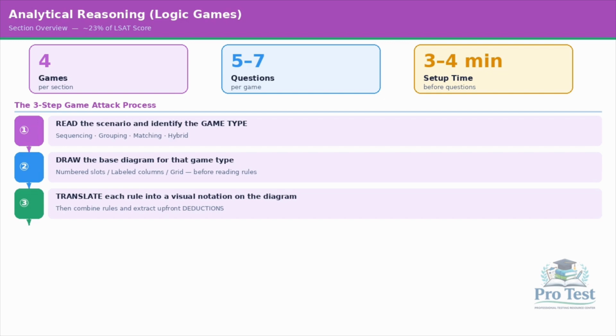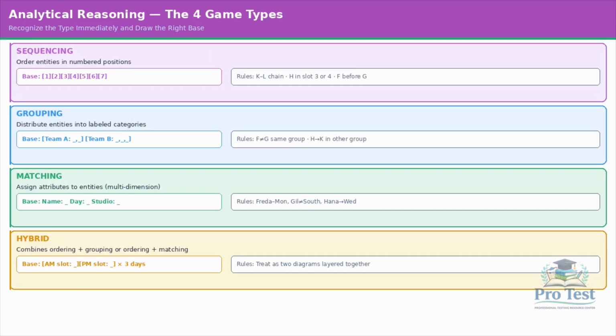Students who struggle with logic games almost always share one problem. They are not diagramming aggressively enough before they read the questions. There are 4 core game types you must recognize instantly. Look at the chart on screen. Sequencing games ask you to order entities in positions. Your diagram is a numbered line with slots.